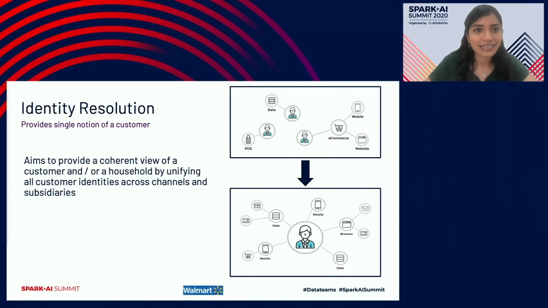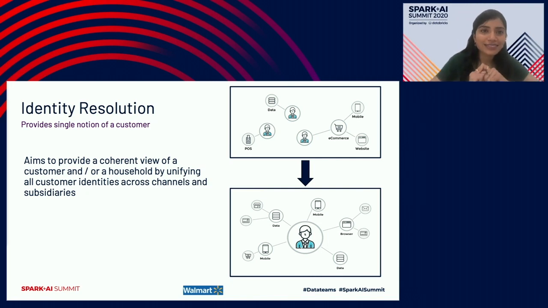So the idea is to collect identities of a customer that may exist on several platforms and stitch them or attach them together so that we get a unified view of that customer. We can also do it at the household level because for certain businesses like Netflix or DoorDash, the accounts are being shared across the family members. So in those cases, it makes sense to collect these identities and stitch them together at the household level.